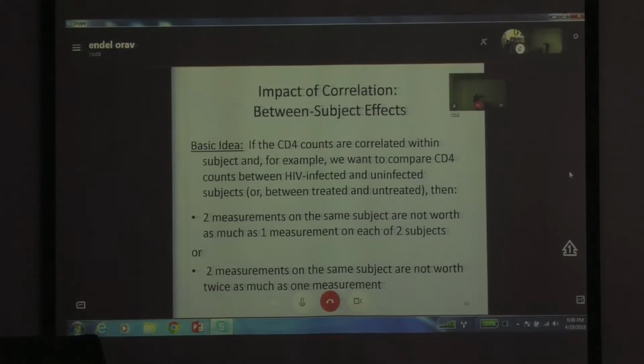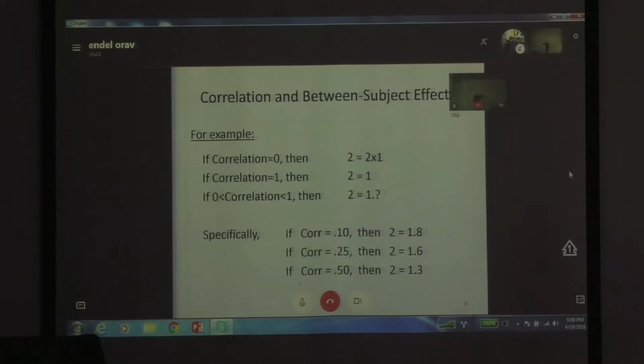The answer is yes. Do I win a lot? The answer is no. It becomes a marginal gain. How much of a marginal gain depends on how correlated the measurements are. And so if we take it to the extreme, if the correlation is 1, then 2 measurements on the same person are worth no more than 1 measurement.